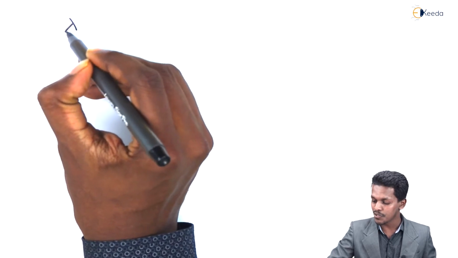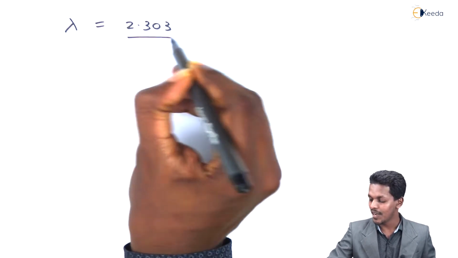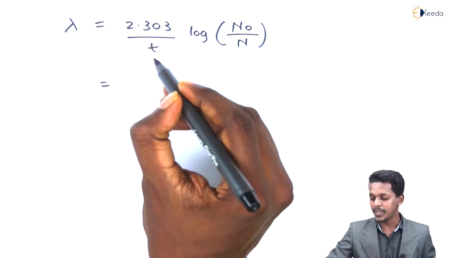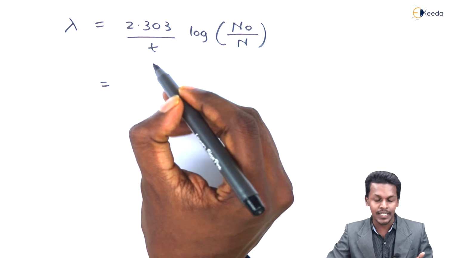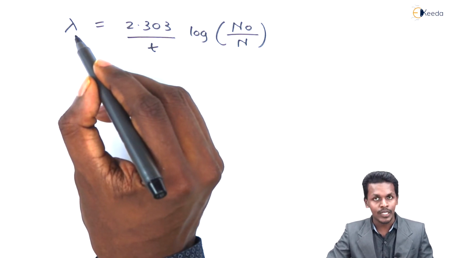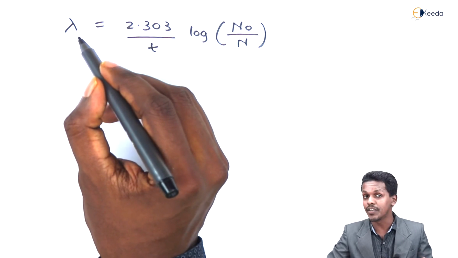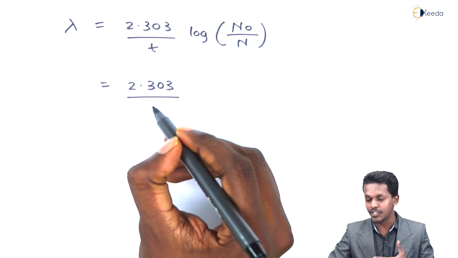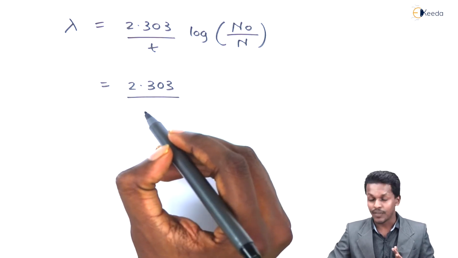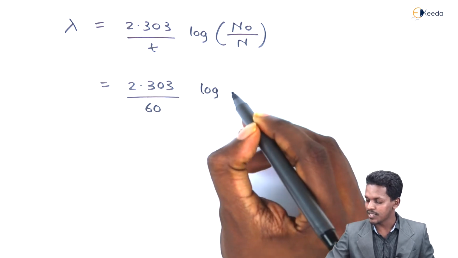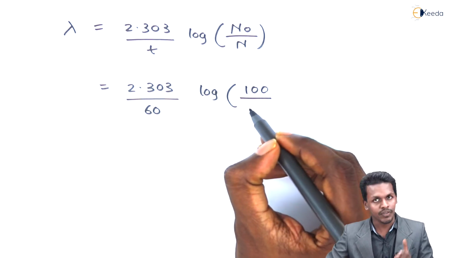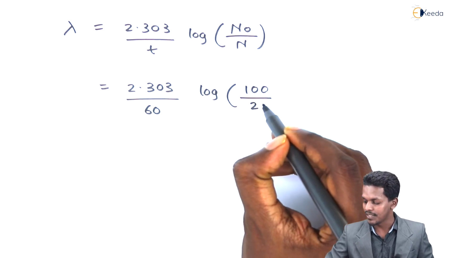Now we can calculate the value of lambda by using the formula: lambda is equal to 2.303 divided by t, log to the base 10 of N naught divided by N. Here the unit of time is minutes, so the decay constant will have a unit of minute inverse. So we write 2.303 divided by 60, the time in which the change occurs from N naught to N, log to the base 10 of 100%, which is N naught, divided by the amount undecayed after 60 minutes, which is 25.